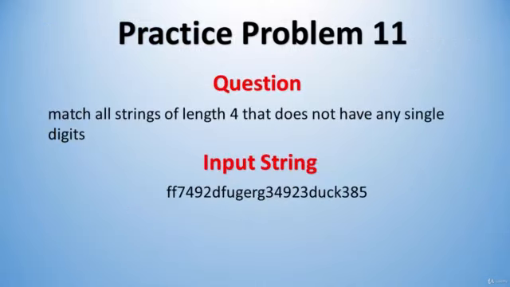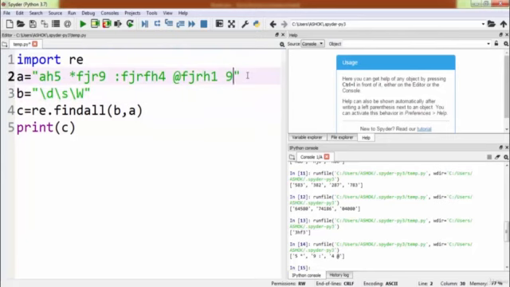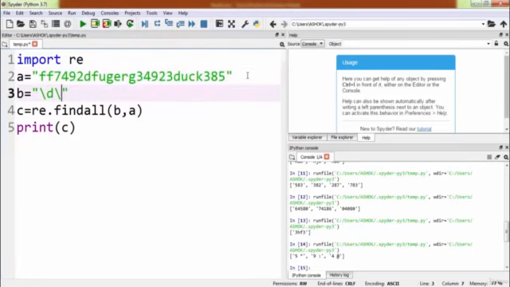The next question is, we must match all the strings of length 4 that do not have any single digit. So in that case, the pattern will be capital D 4 times. That means capital D will match any single character that is a non-digit, and when you run, you can see that in the answer there are no digits present.